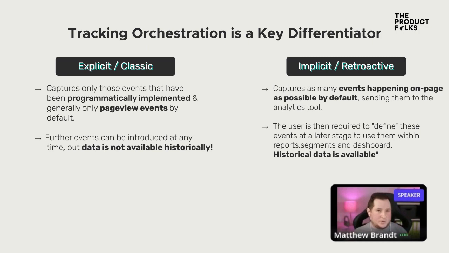This also has work, because the tool by default does not know what your product is, right? You have to tell it what everything is. So you need to define these events at a later stage to be able to use them in reports, segments, and dashboards. Now, historical data will be available because as soon as you install the tracking code, we'll get to that in a second, it captures.